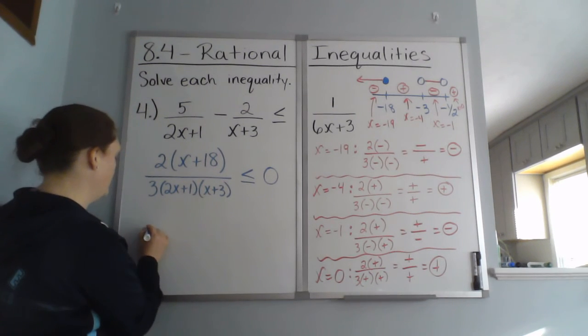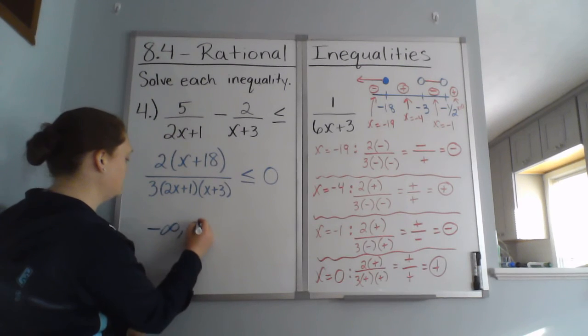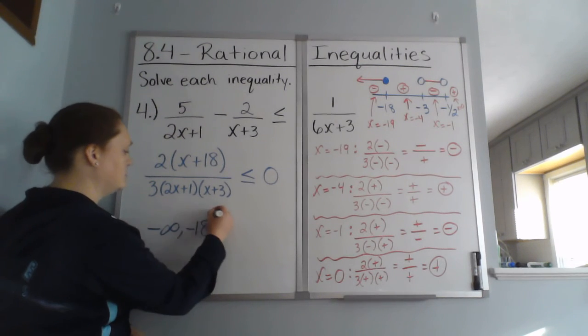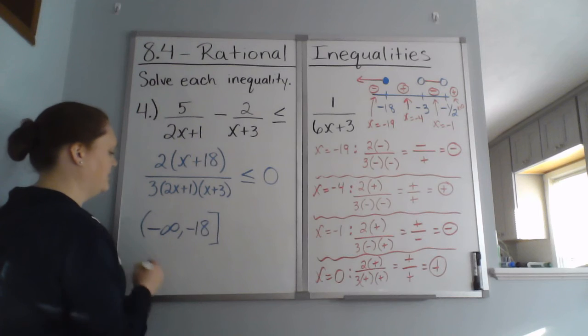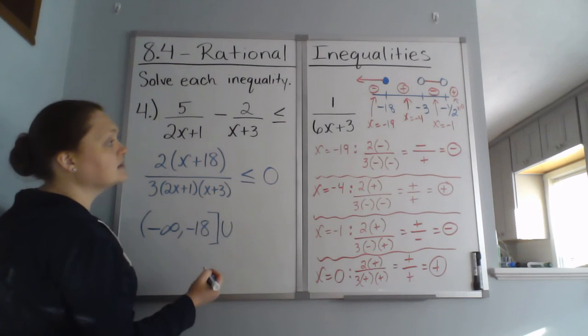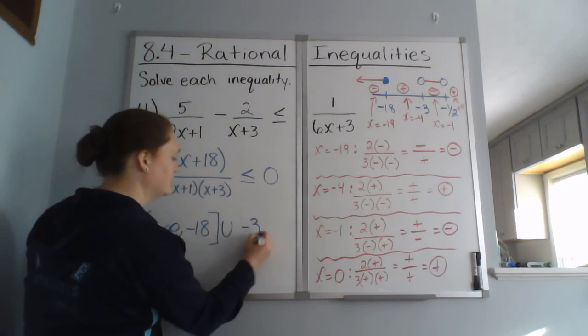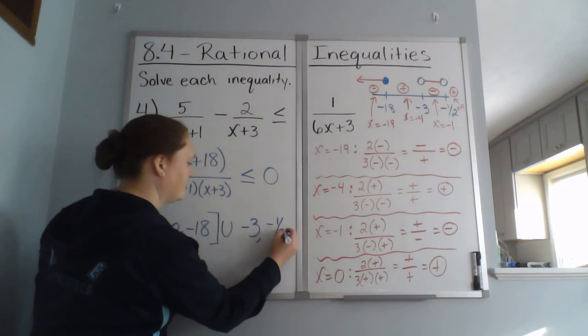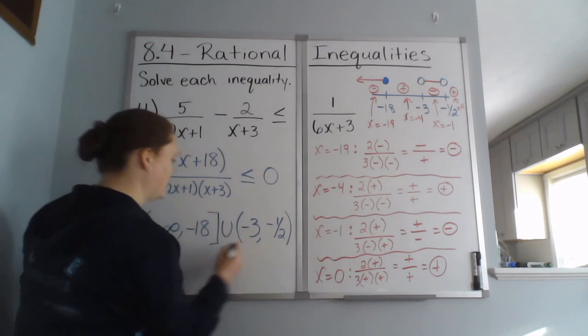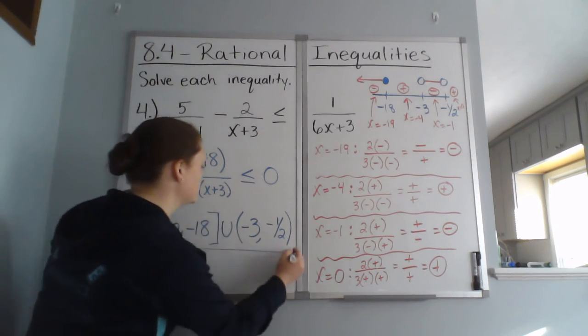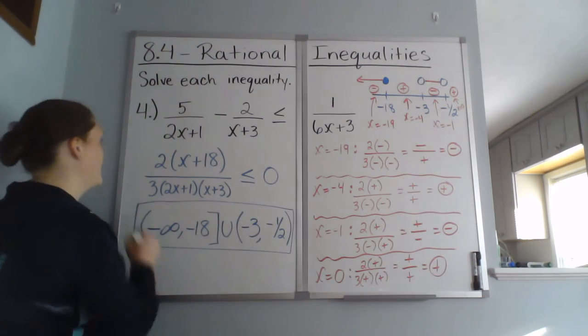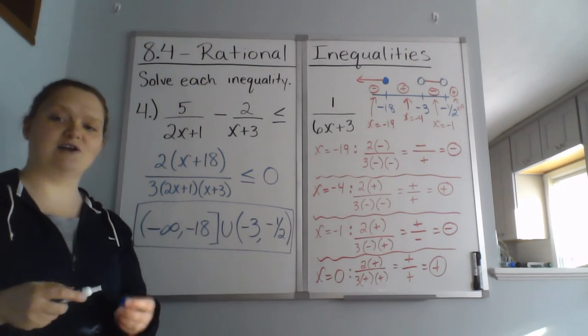All right, we've got negative infinity to negative 18. We can include the negative 18, but not the infinity. Unioned with, we've got negative 3 to negative 1/2. Both of those are not included. So here we go, guys. We have survived 4 examples of solving rational inequalities.